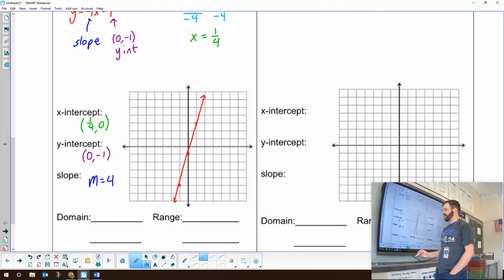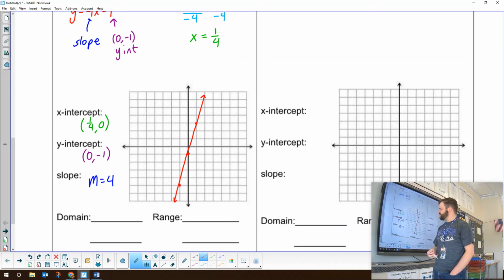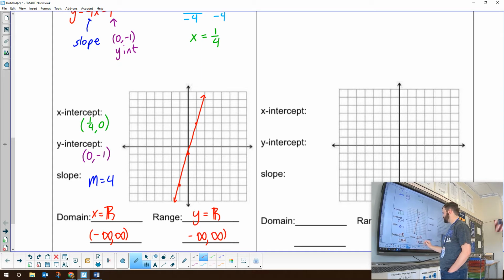Okay, my domain and range. Now, we haven't really talked about domain and range a lot yet this year, but you've definitely seen it before. I want you to remember that domain is your left and right numbers, your range is your up and down. Now, domain, we're just going to say is x equals all real numbers, or negative infinity to positive infinity. And my range is going to be the same thing, except we're going to use y. So we use y equals all real numbers, or negative infinity to positive infinity.